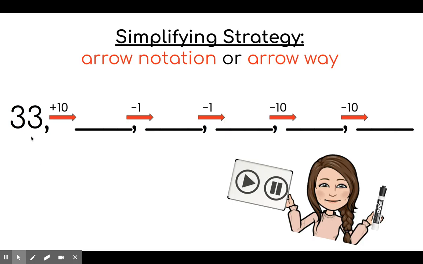We started with the number 33 and we're adding 10. When we add one group of 10, we get the number 43. Remember, our ones place value digit is going to remain the same. We didn't add any additional ones. All we did was add one group of 10. So we went from 3 groups of 10 to 4 groups of 10, and we now have 43. You had to solve that and find that number first before you could do the next arrow.